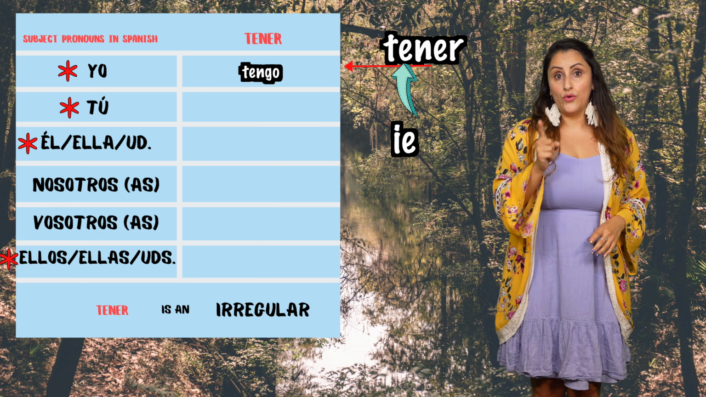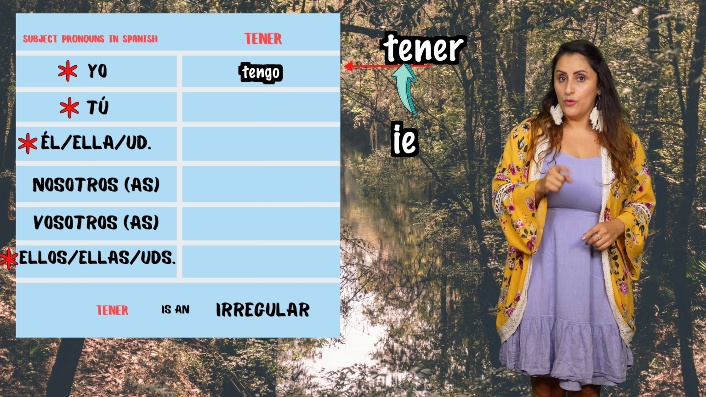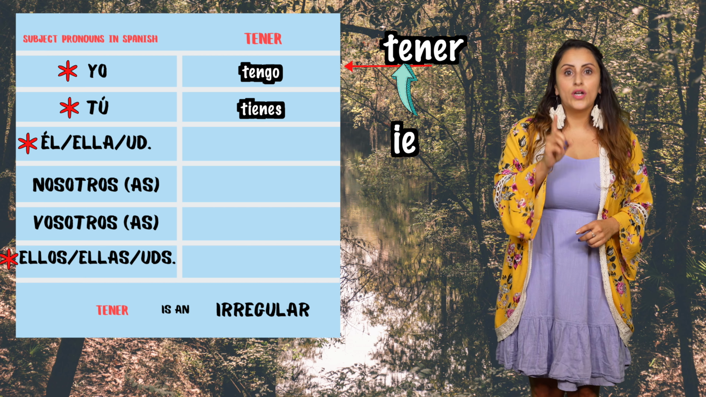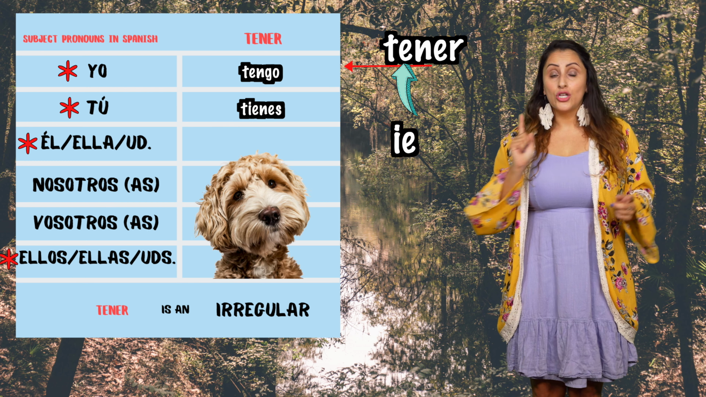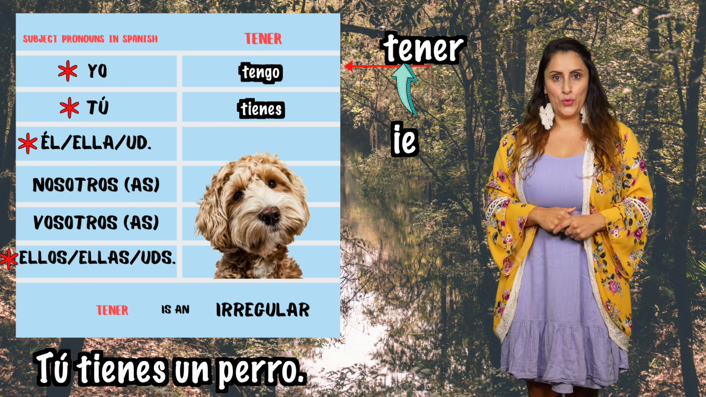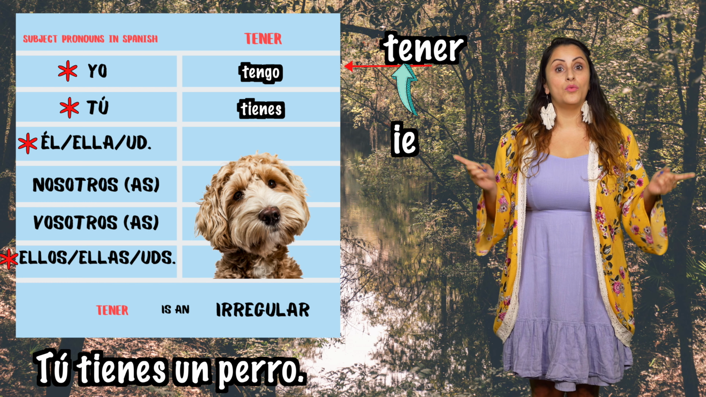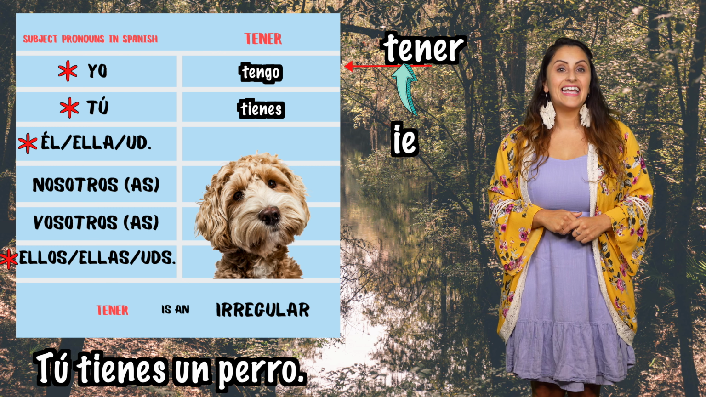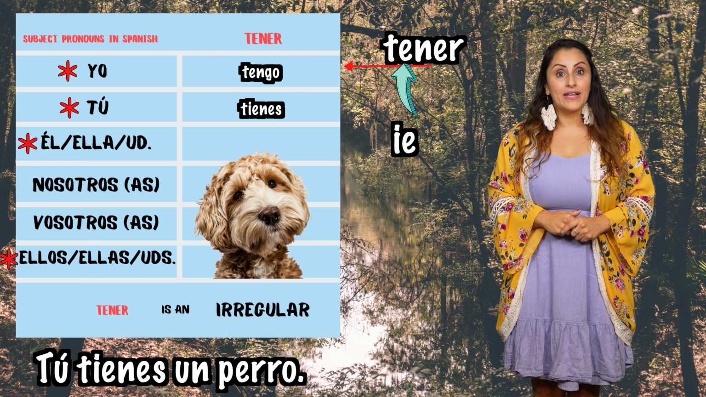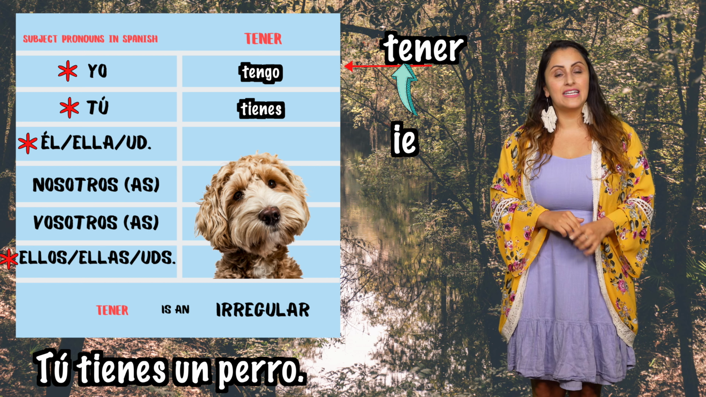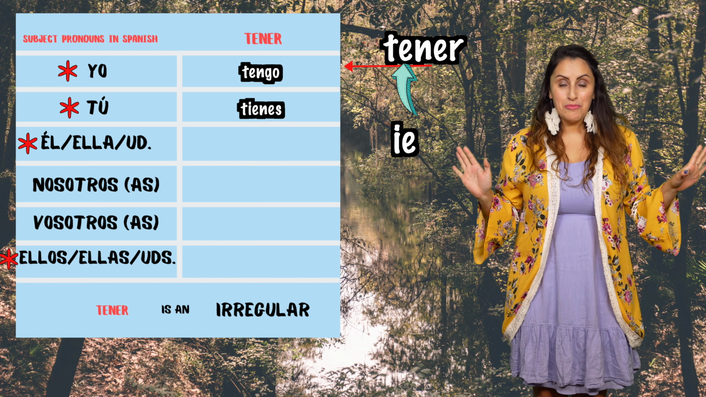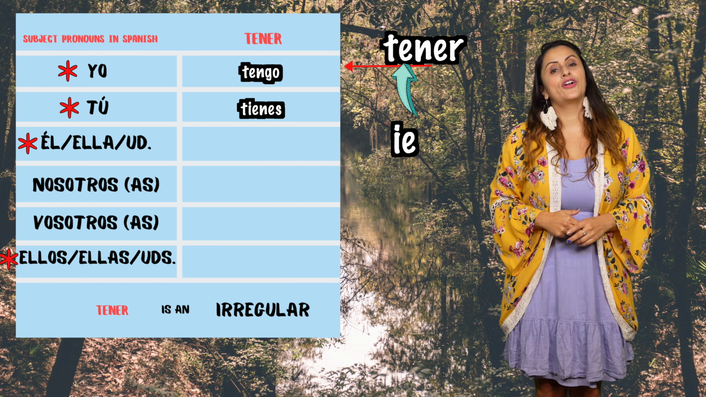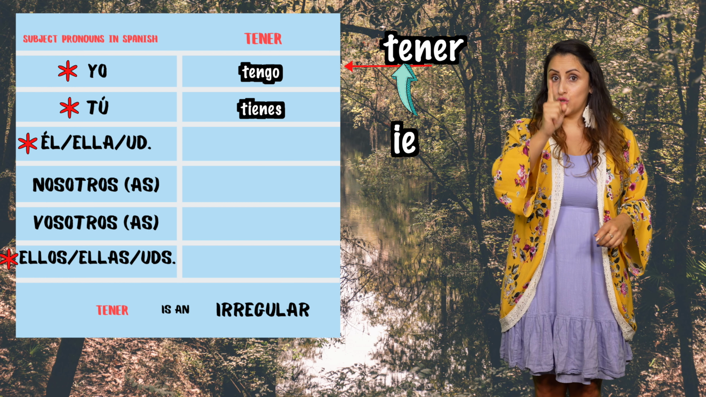So let's look at the tú form. The conjugation for tú, for the verb tener, is tienes. Tú tienes. You have a dog. Tú tienes un perro. Do you notice that change? The E changed to IE. Again, important because that's another one of the irregularities of the verb tener. I know it's a lot to remember, but again, I promise you, a little practice and you'll get used to it. So far we have yo tengo, tú tienes.